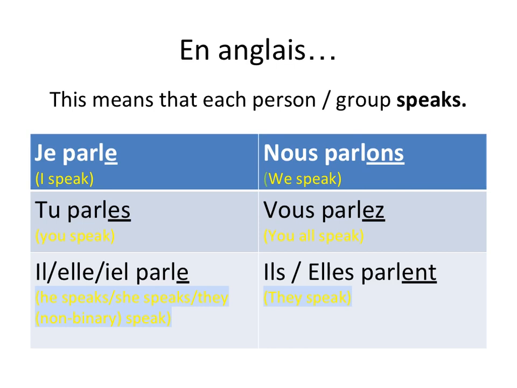En anglais, that means that each person or group speaks. Je parle, I speak. Tu parles, you speak. Il ou elle ou iel parle, each of those, he, she, or they speak. Nous parlons, we speak. Vous parlez, y'all speak. And ils or elles parlent, they speak.